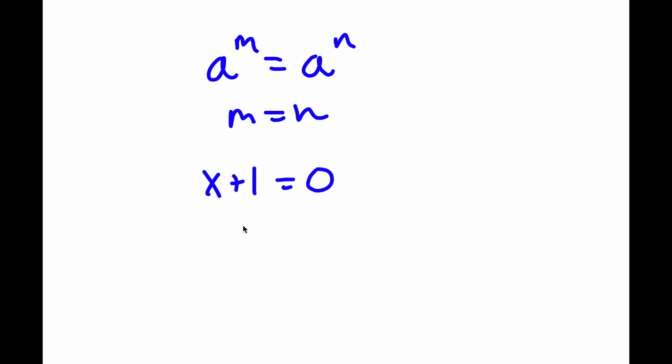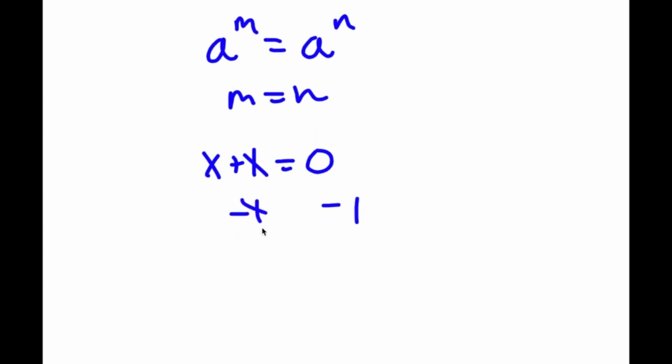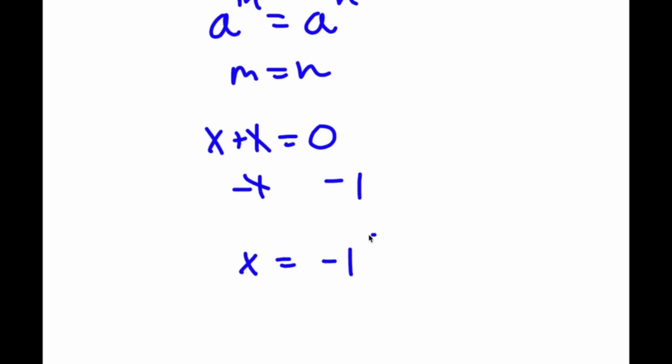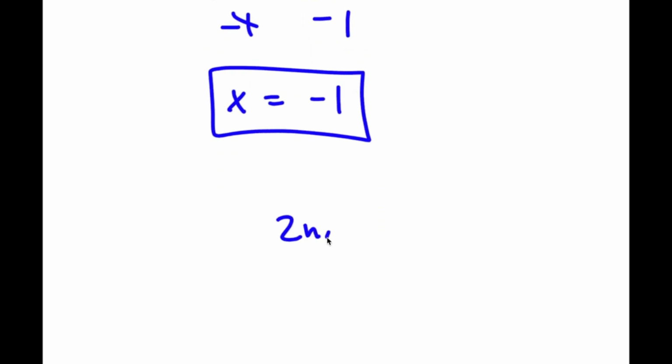So now to solve this, I'm going to subtract 1 on both sides, then these two cancel out, and I'll be left with x is equal to negative 1. So this is my answer. Now, I actually have a second method of solving this problem.